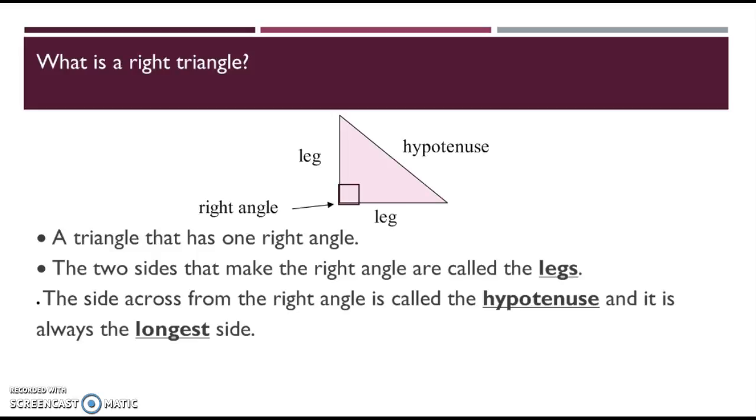And the two sides that make the right angle are called the legs. Okay, so the ones that touch that right angle are the legs. The side that's opposite the right angle is our hypotenuse, and it's always the longest side. Remember, there's a relationship between our angles and our sides, and whenever we have a right triangle, that 90-degree angle is the biggest angle, which means the side opposite has to be the biggest side. And we call that the hypotenuse.